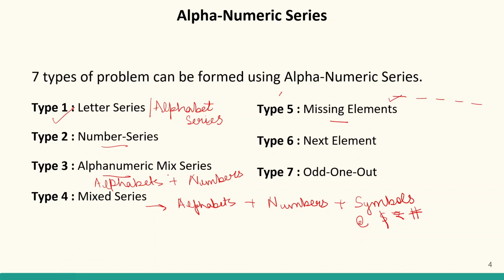4 of these are given. We know this, this, this, and this, and we have to find this middle term. So this term is missing. That is called missing element series. Next element series: we know 4 terms, and then we have to find the 5th term, the next element in the series. These are called next element series. And odd one out: in odd one out, there is one term or element which is wrong, and we have to find that. So that is called odd one out series.